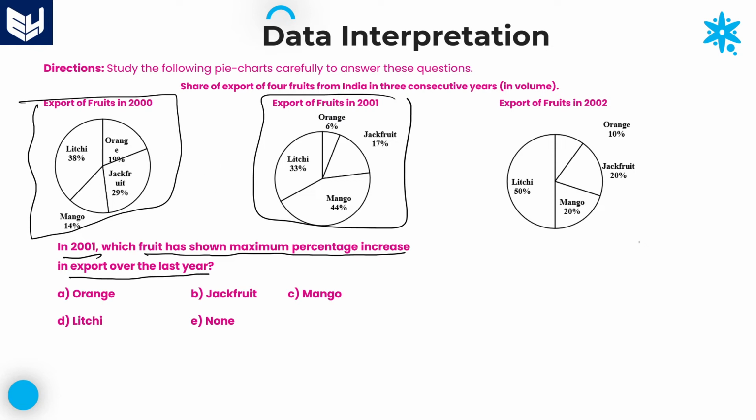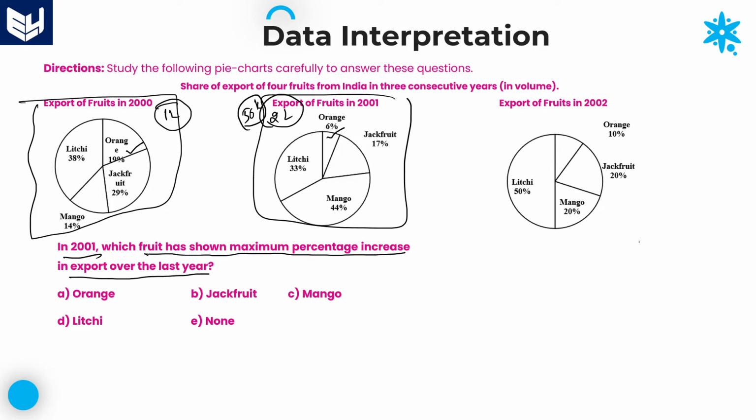So observe the value of total exports in both years, 2000 and 2001. Suppose it is 1 lakh, it may or may not be 1 lakh. Let us suppose this one is 2 lakhs. It doesn't matter, but this 1 lakh is applicable for each and every fruit in this year, and this 2 lakhs is applicable for each and every fruit in this year. There is no doubt. Even if it is 50,000, that 50,000 is applicable for all the fruits in 2001. Now, if you observe the percentages, orange is 19 percentage in 2000.